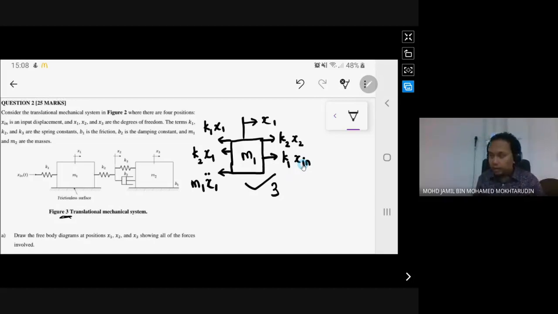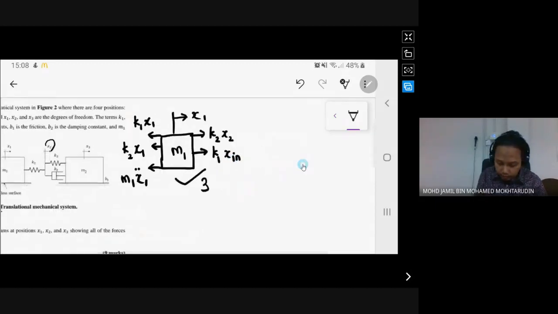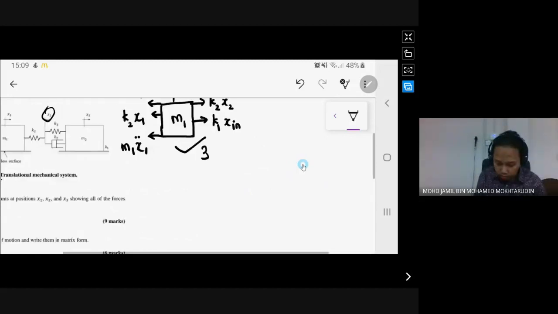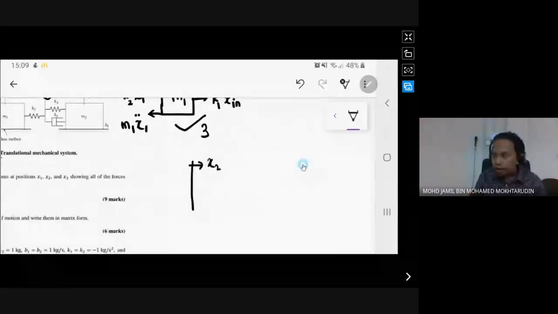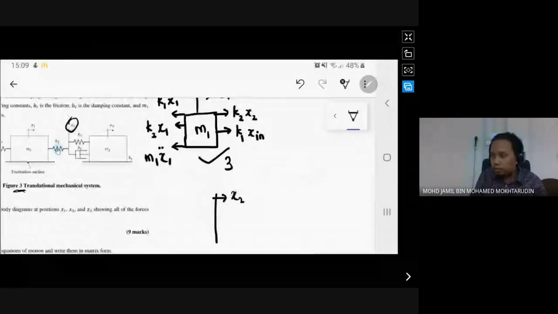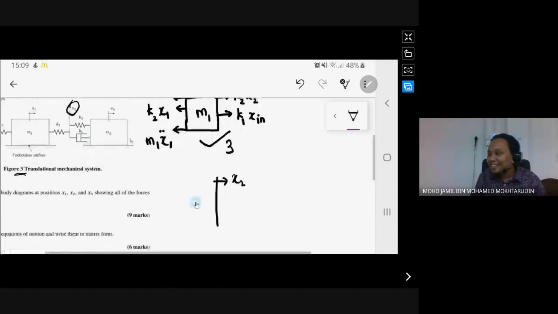Okay, next is the second free body diagram for X2. So for X2, on X2 you have spring K2, spring K3 and damper B2. Can it be 0.5? No. Okay, so you have K2, K3 and B2. So 3 forces acting backward.